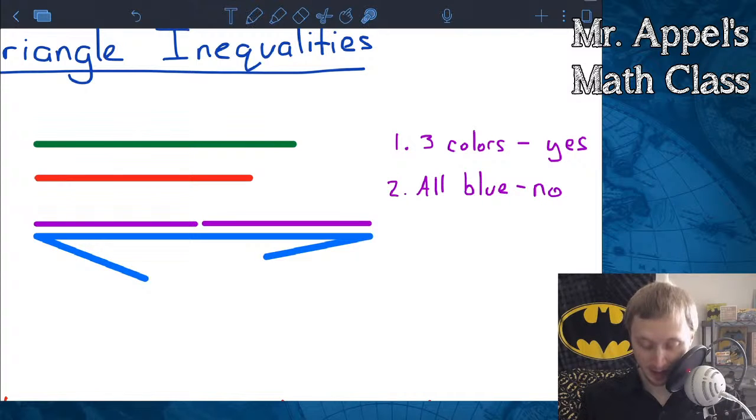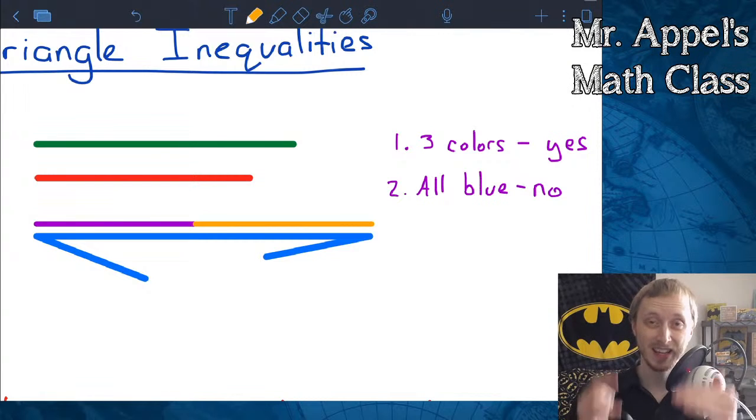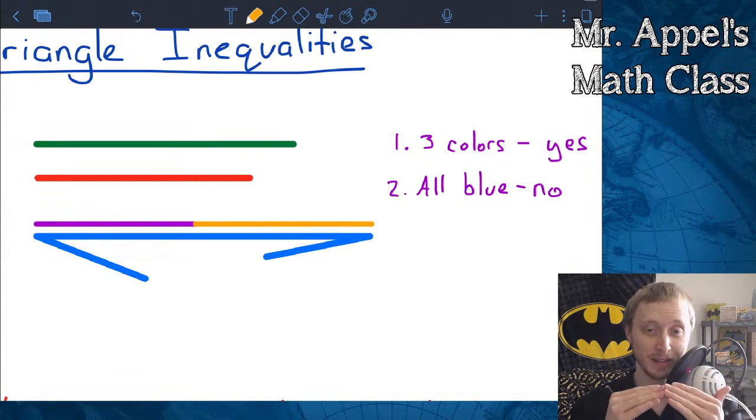Okay, if they meet exactly in the middle, pretend I can't make them touch without it being one line. Oh, I could do a different color. How about that? Let's put an orange one here. Right? Oh, it even snaps into place. Look at that. And exactly the same length. Right?